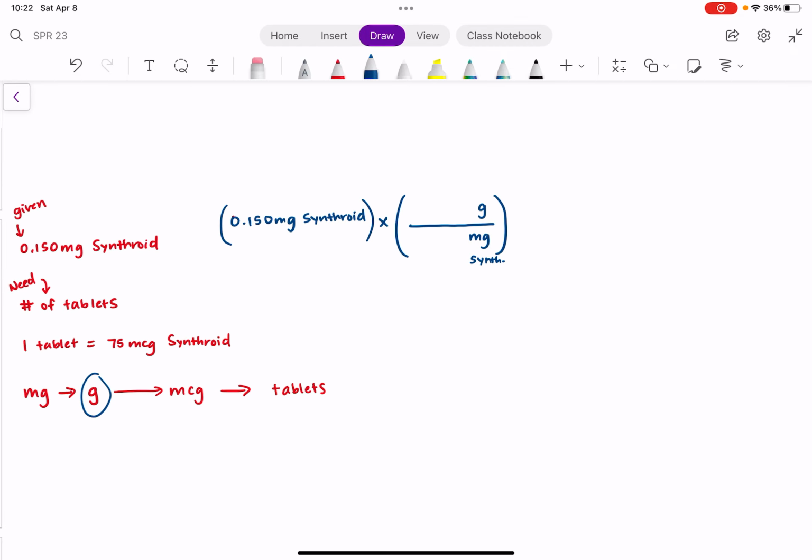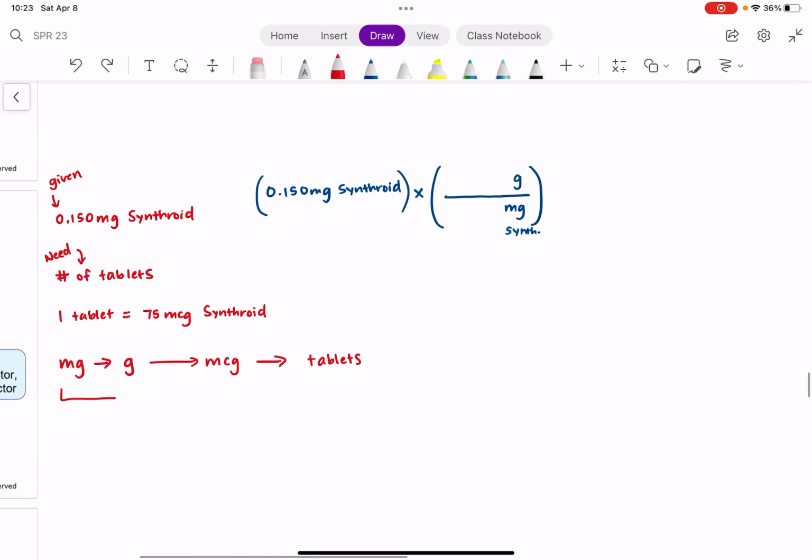So we have milligrams to grams. Now, do we know the numbers that go here? Yeah, we do. So let's go over here. And let's say for this step, which one's bigger, grams or milligrams? Yeah, grams are bigger. So 1 gram equals how many milligrams? 1,000, yeah. So the number that goes up here is 1, and down here is 1,000.